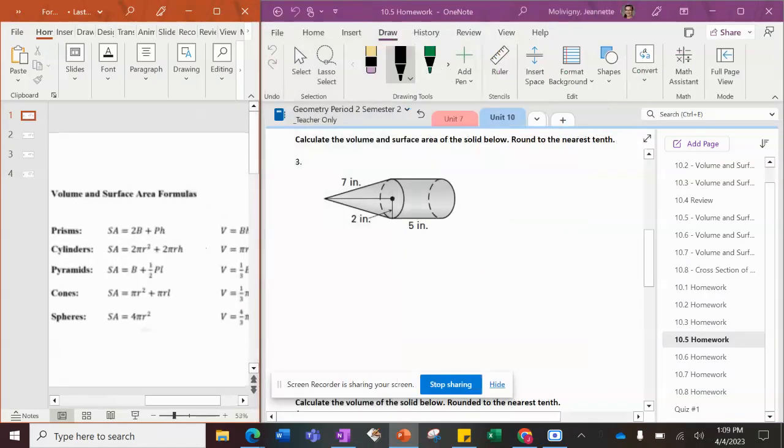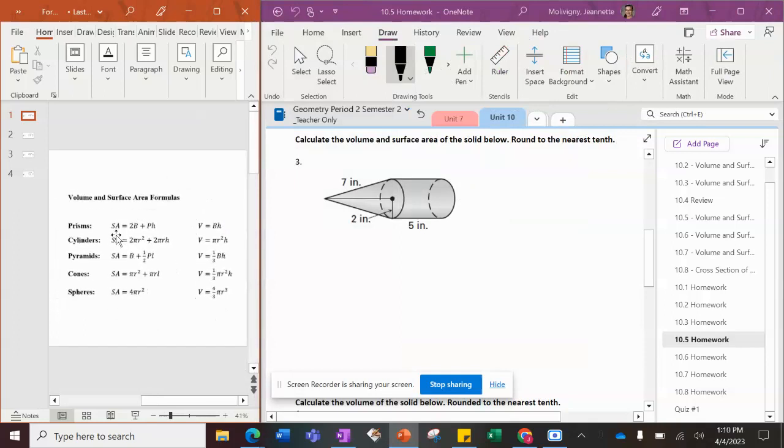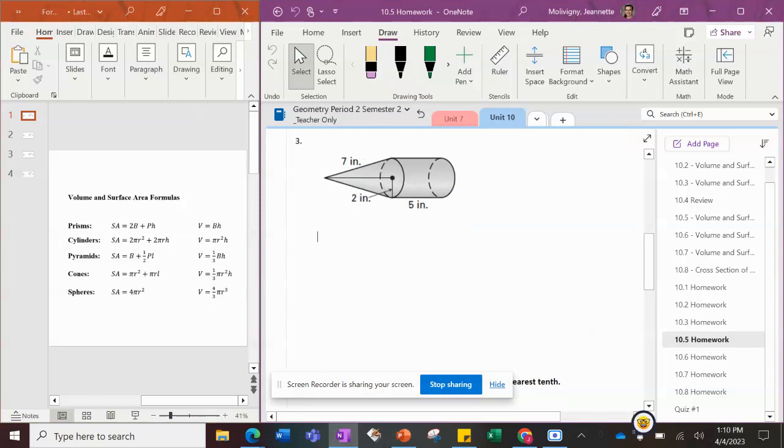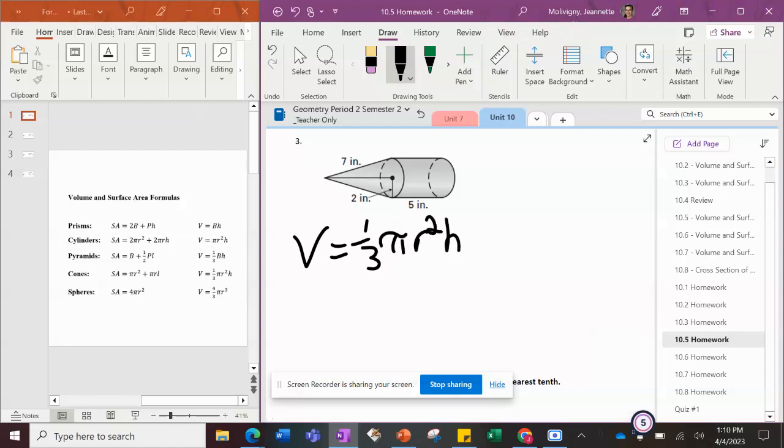Okay. So if we look, the volume of a cone is, let's see, will it let me write? Volume is 1/3 pi r squared times the height. And then we also have a cylinder here, so we're going to add on that volume as well. So the volume of a cylinder is pi r squared times the height.